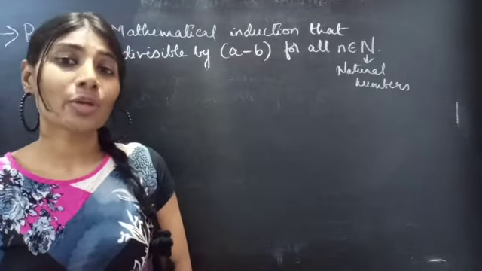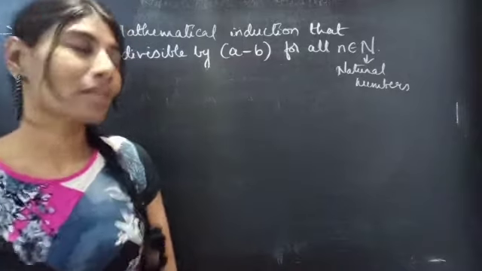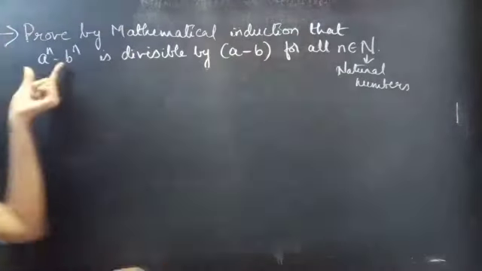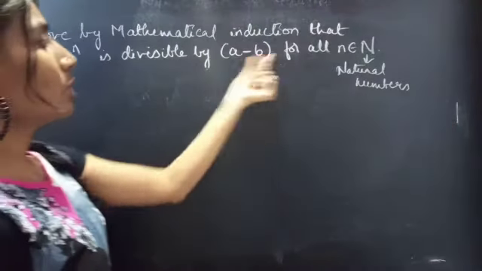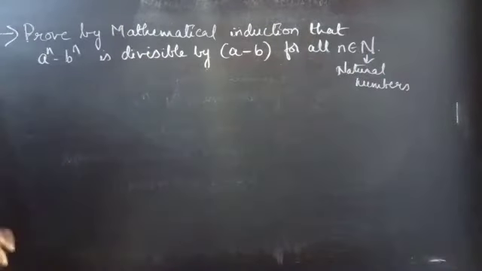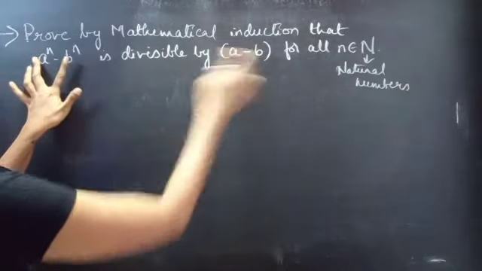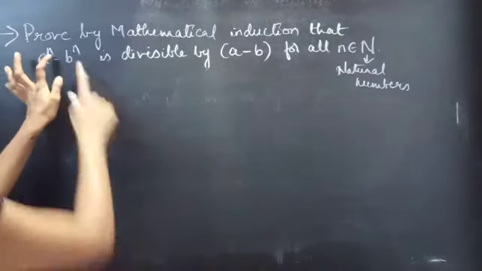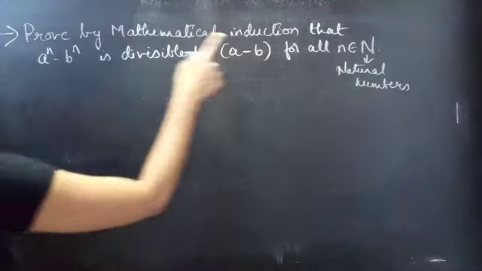In this video, we are going to prove a problem from mathematical induction. So let's get going. Problem: prove by mathematical induction that a^n minus b^n is divisible by a minus b for all n belongs to natural numbers. Okay, so here we are asked to prove the statement a^n minus b^n is divisible by a minus b for all n belongs to natural numbers using mathematical induction.